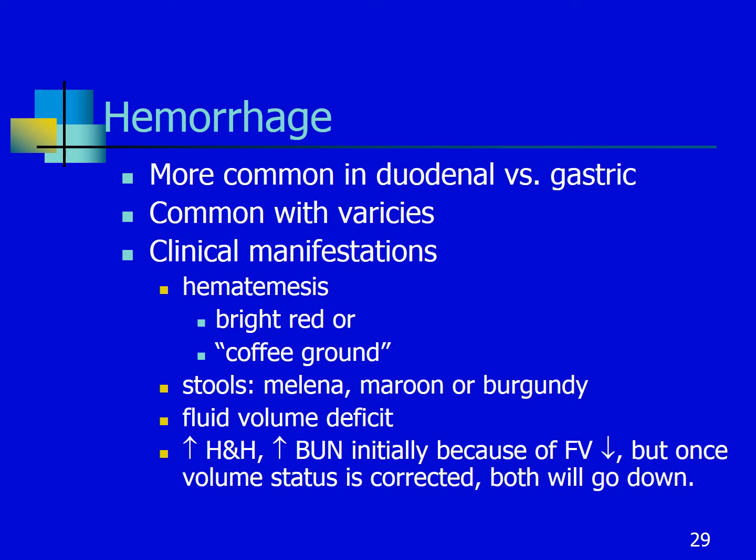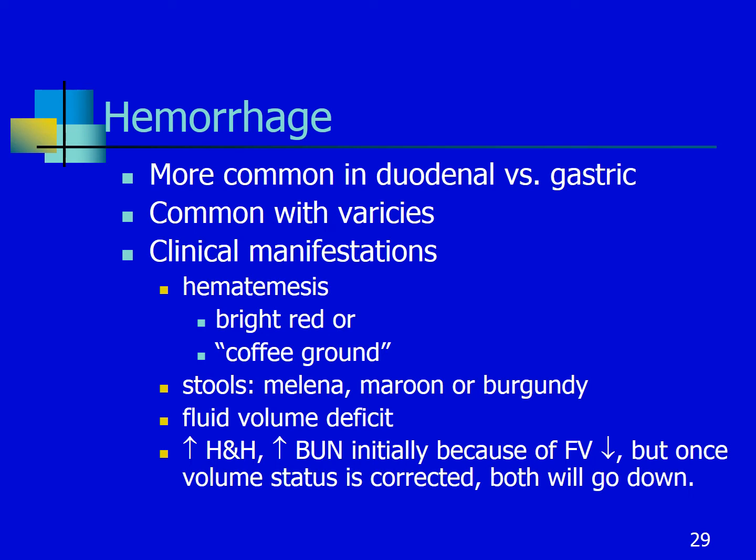Clinical manifestation that someone is hemorrhaging is vomiting blood. So bright red or coffee ground type of look blood. The stool, you see melena, maroon, or burgundy. Fluid volume deficit would definitely be a nursing diagnosis here.